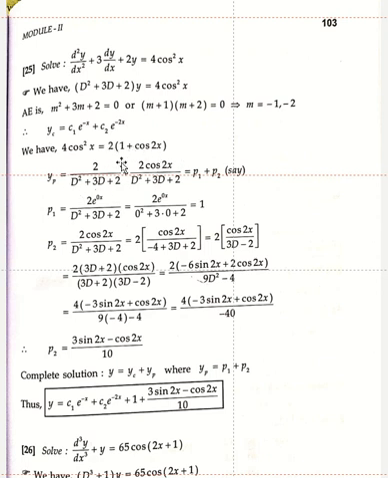Therefore, yp is equal to, you can rewrite this 4 into cos square x is equal to, what is 4 into cos square x? 2 into 1 plus cos 2x divided by here D square plus 3D plus 2.